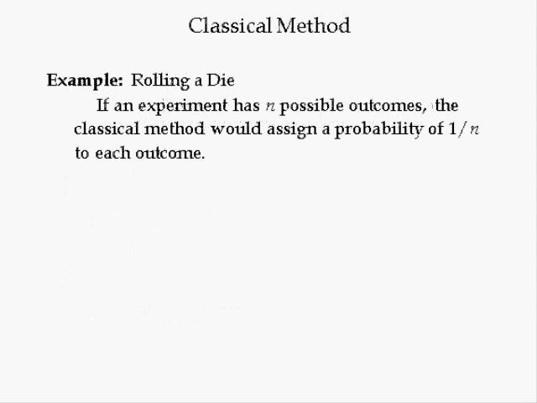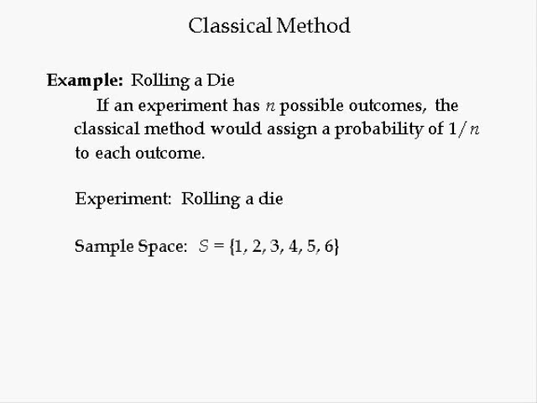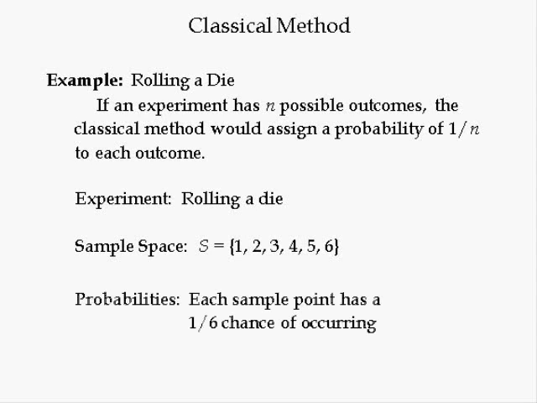Rolling a die once demonstrates how the classical method works. If an experiment has n possible outcomes, the classical method would assign a probability of 1 over n to each outcome. If the experiment is rolling a 6-sided die once, the sample space is the set 1, 2, 3, 4, 5, 6, because the die has one of these numbers on each of its sides. If the die is fair, each outcome is equally likely to occur. Since the die has 6 sides, n equals 6, and the probability of each outcome is 1 over 6.